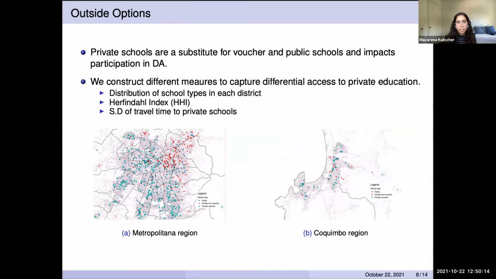In this figure, we show the spatial distribution of school types in two large regions. In panel A, for the Metropolitana region, we show that while private schools are more common in municipalities belonging to the northeastern sectors of Santiago, they are almost non-existent in the southern districts. For Coquimbo, another region, the picture is quite different as the distribution of school types is much more homogeneous. So we analyze the distribution of school types in each district, and we also calculate the standard deviation of travel time to private schools to capture the differential access to private schools.